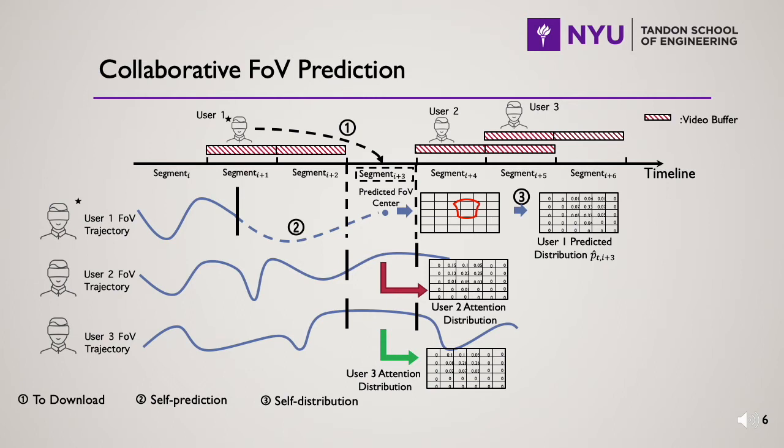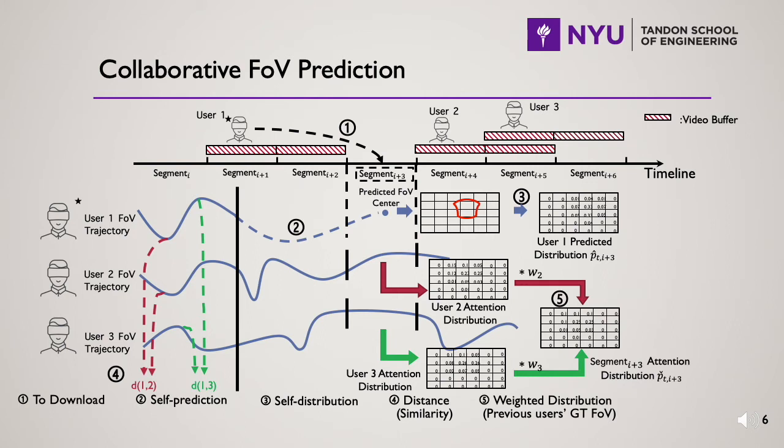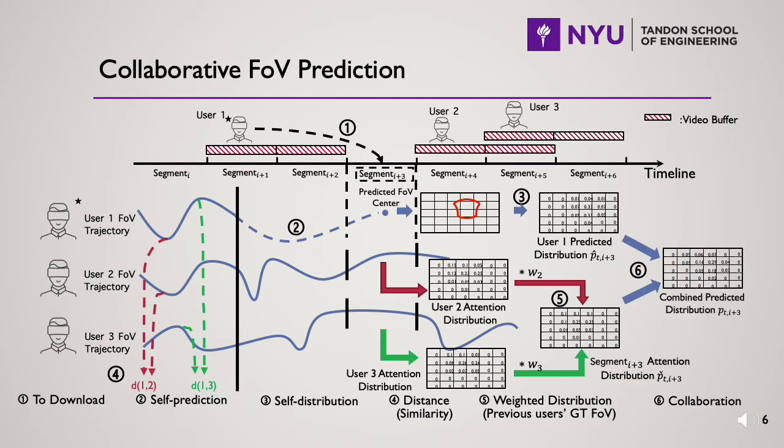To utilize them, user 1 calculates the distance between his own FOV trajectory and each of those of users 2 and 3. Then, we can get a weighted average distribution where the weight is inversely proportional to the distance. At last, user 1 combines his self-prediction and the weighted average distribution into a final one. Then, the video rate is allocated based on that.